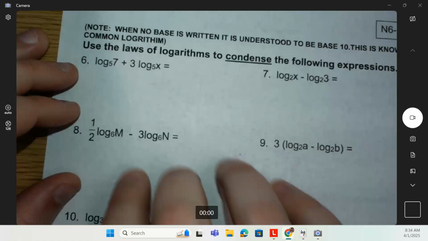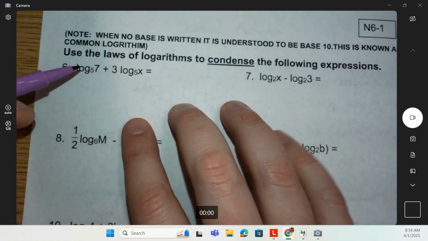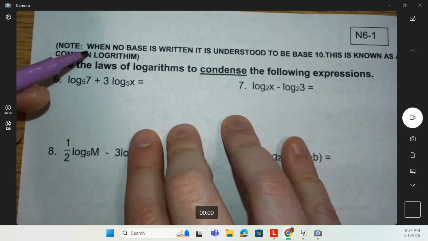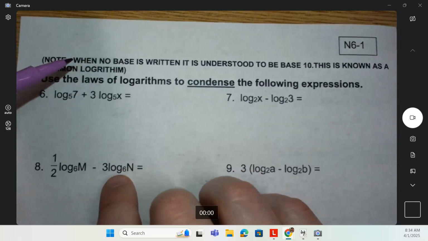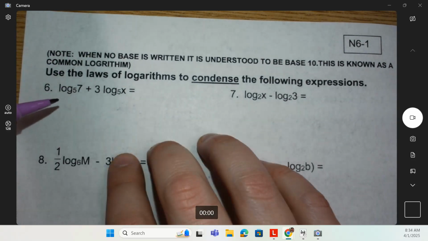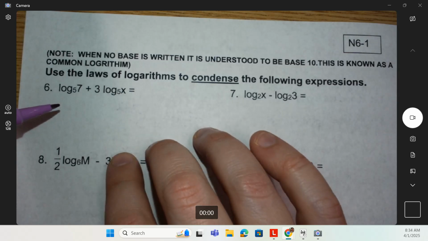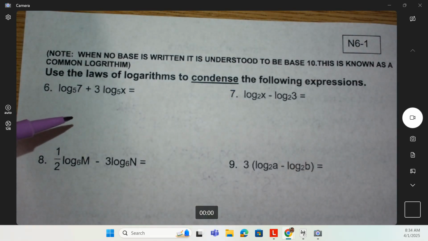Okay, looking at the back. We're using now the laws to condense them, and it puts that note there. It really should have been on the end of the front page. But yeah, when no base is written, then it's a base of 10. So the reason that's so important and used so often is because when you do 10 to the whatever power, that's our place value system. And so your logarithmic functions normally work off of a place value type system.